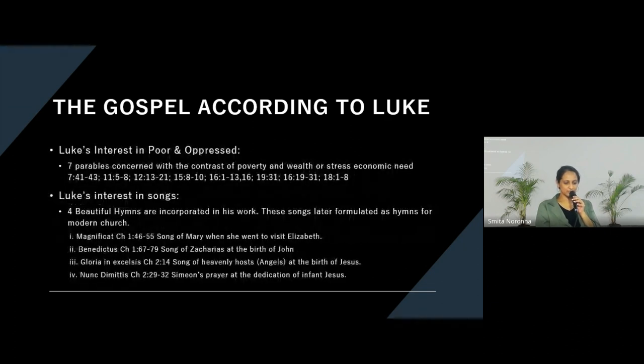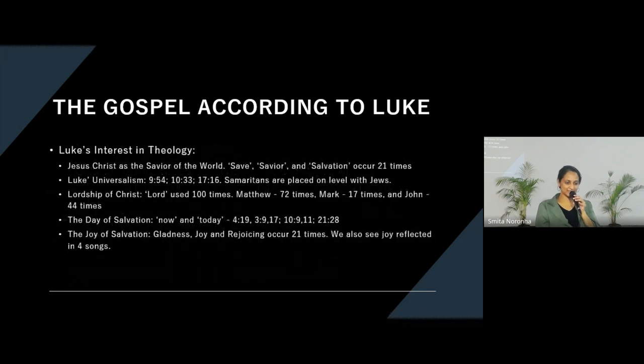Luke is also very interested in theology, so we see a few different topics that he focuses on. One is Jesus as Savior of the world. He talks about the words save, savior, salvation occur 21 times in the gospel. So the gospel is also known as a gospel of salvation history because it's so focused on salvation or Jesus as savior.